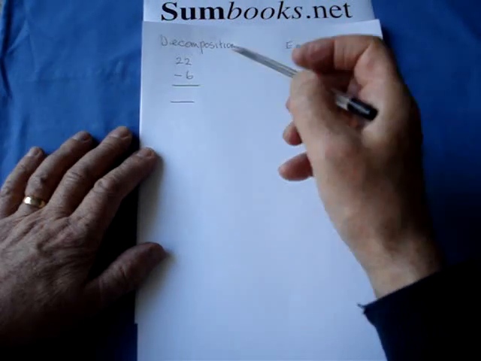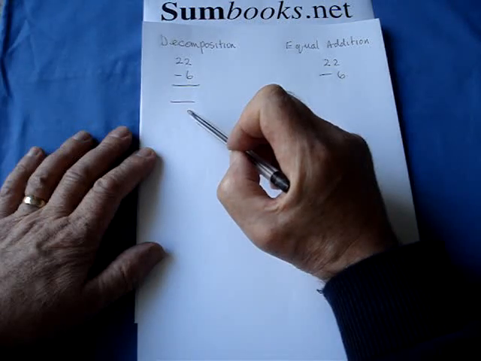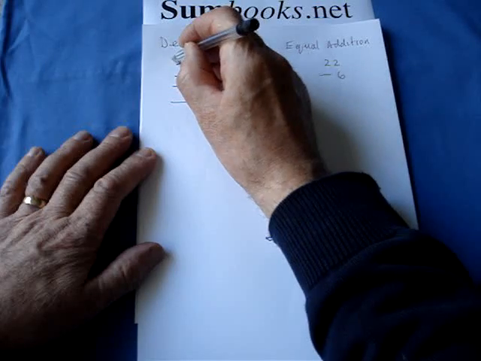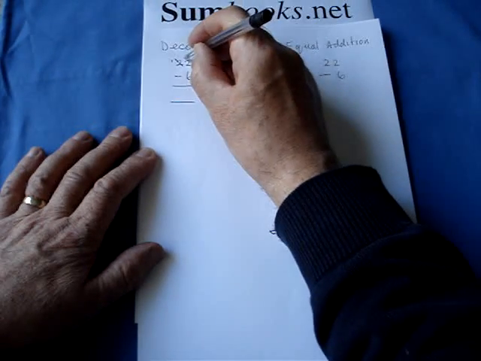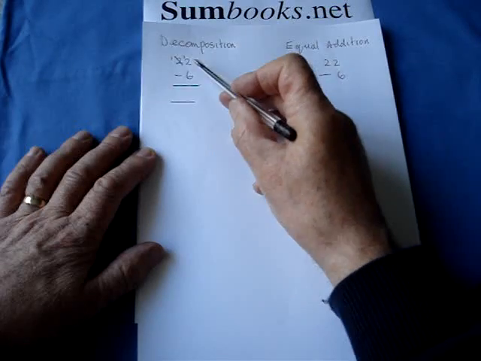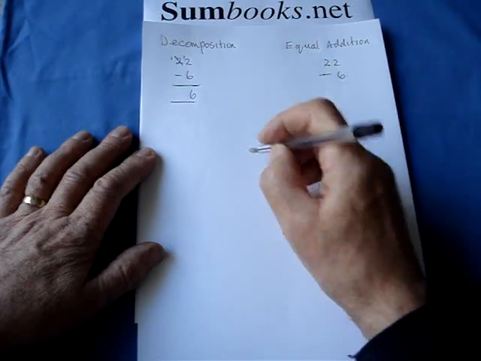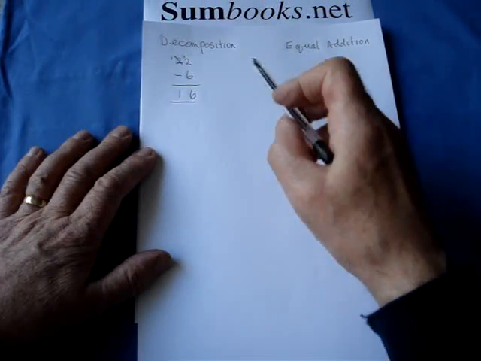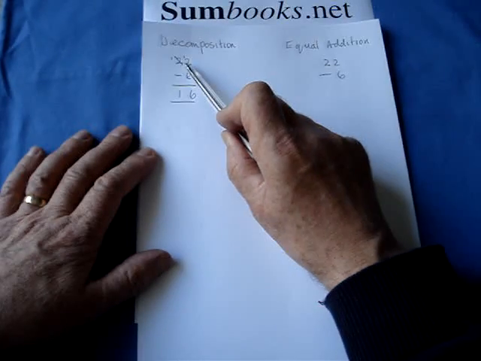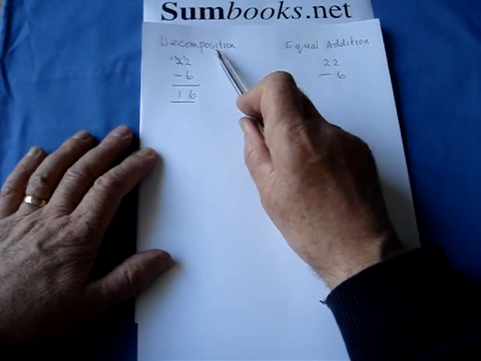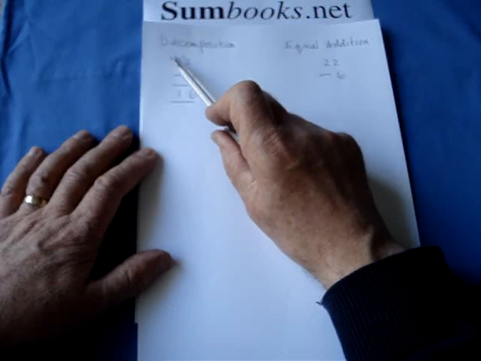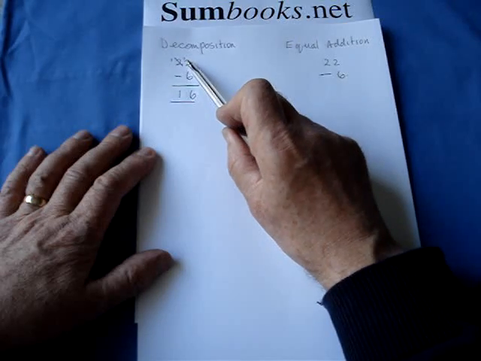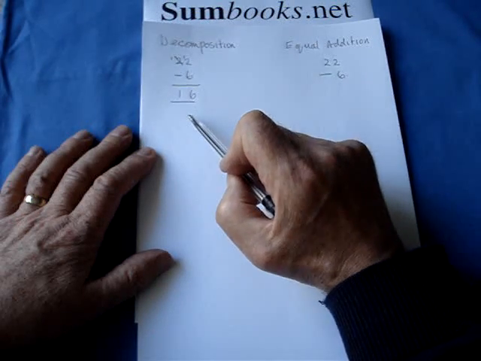With the decomposition method, we say 6 from 2 we can't. So we borrow from the 10, the two tens, over to the units column. And we say 6 from 12 is 6. And 0 from 1 is 1. Now what we've done here is we've broken down the 22. We've decomposed the 22. We've called it 10 and 12. And by calling it 10 and 12 and not 22, we can do the problem.